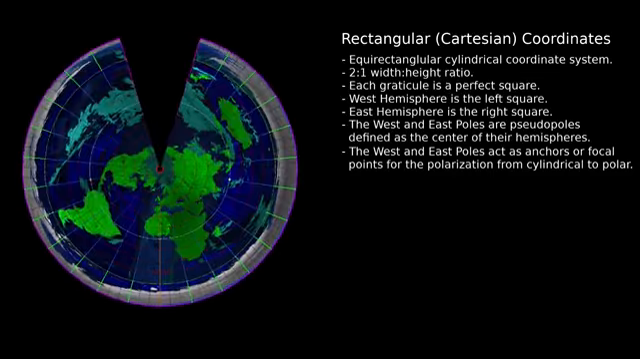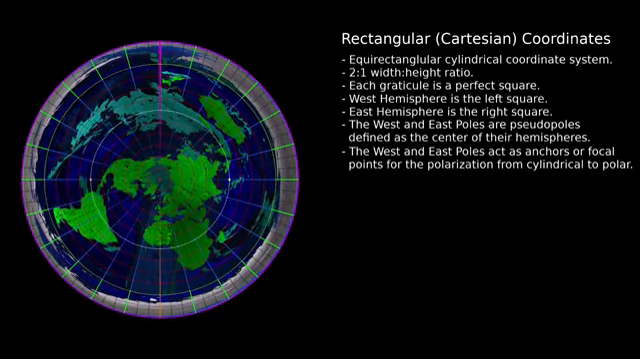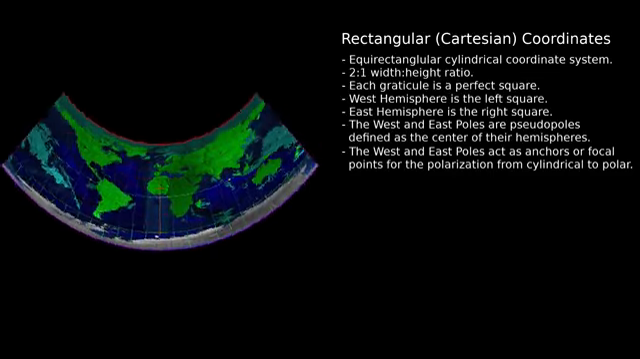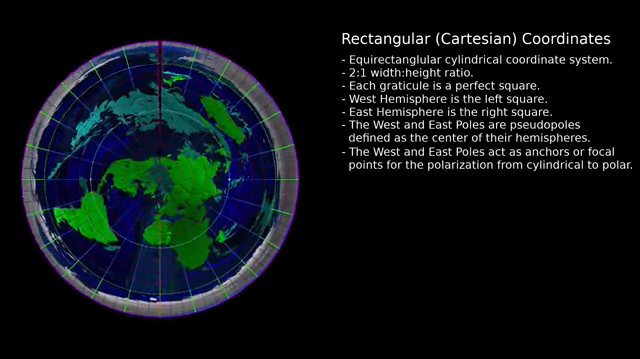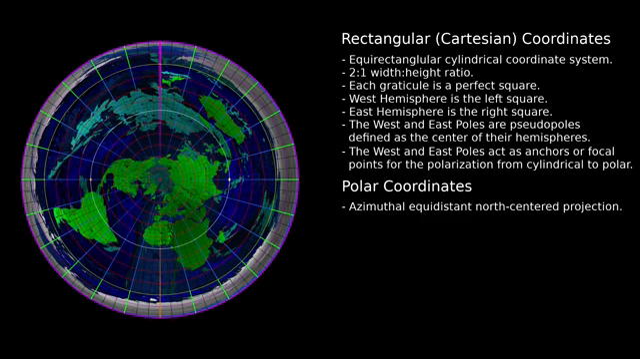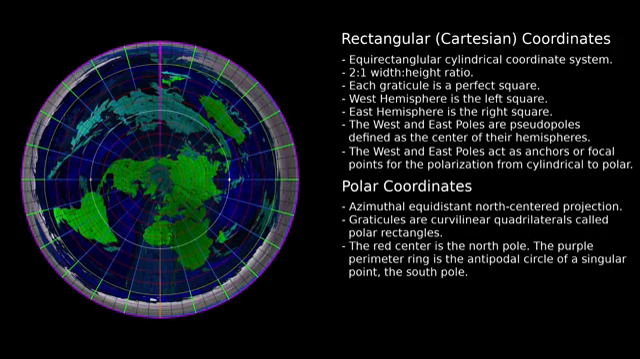When using a conic equidistant function to polarize rectangular coordinates, the west and east poles act as anchors or focal points for the polarization. The end result is polar coordinates comprised of curvilinear quadrilaterals called polar rectangles. This is the azimuthal equidistant projection.